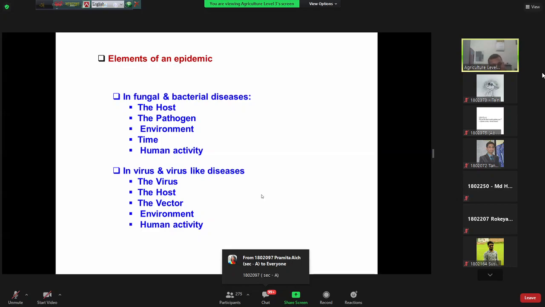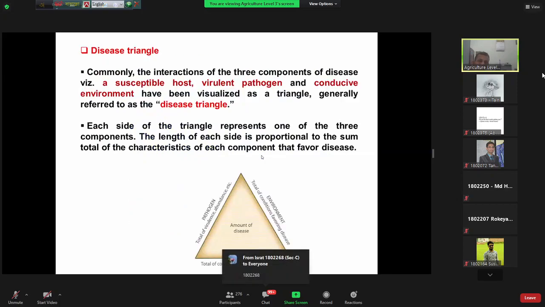Host, pathogen, and environment are needed. In addition, there are 2 other factors people in modern science describe. One is time, another is human. In case of virus disease, you see the virus, host, vector, environment, human, and also time. So elements of epidemic, these are elements or components or factors of epidemic, you can say.